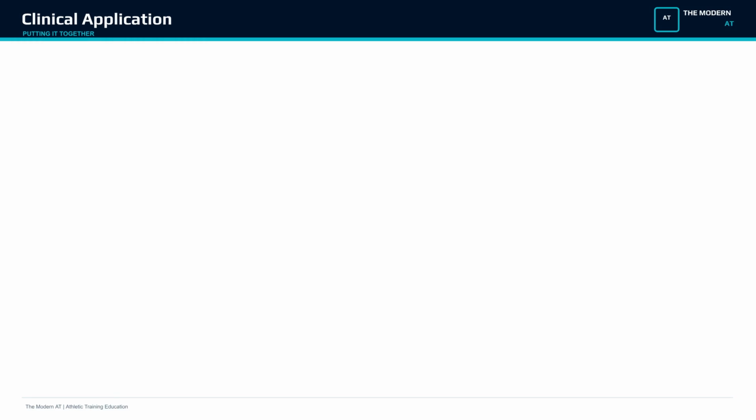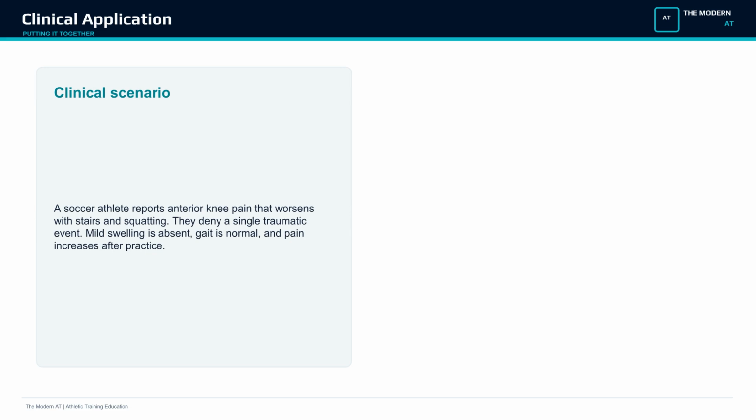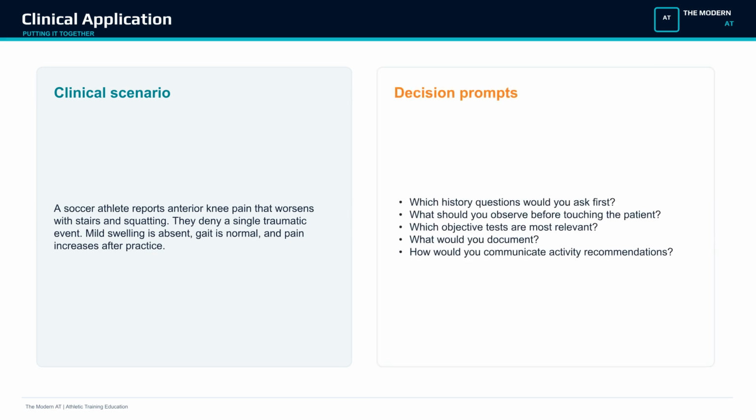Consider this clinical scenario. A soccer athlete has anterior knee pain worsening with stairs, squatting, and after practice with no trauma. How would you apply the examination framework? Which questions and objective tests are most relevant?